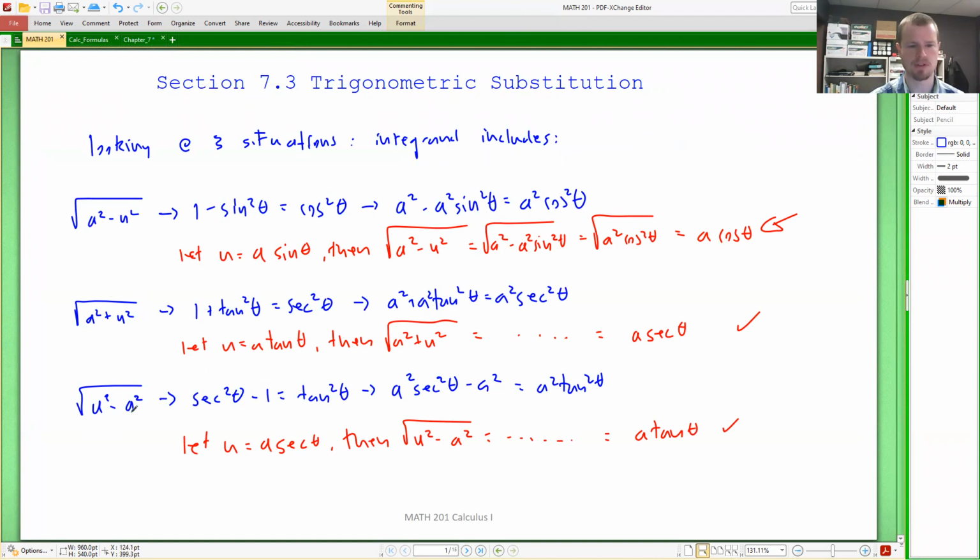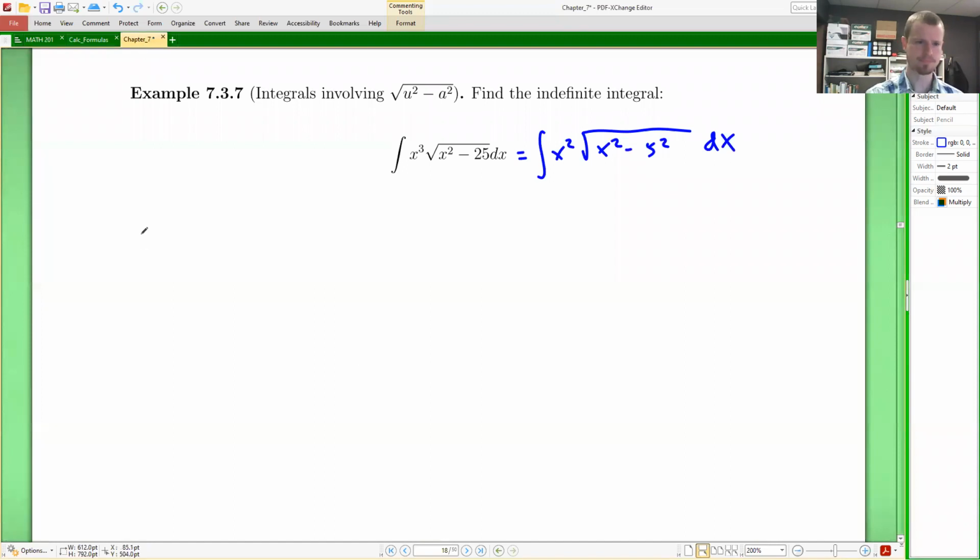And if we go back to what was suggested for us when we have u squared minus a squared, we want to let u be a times secant theta. u here is just x, so let x be equal to 5 secant theta. Then dx is equal to 5, derivative of secant is secant tangent, so secant theta tangent theta d theta.